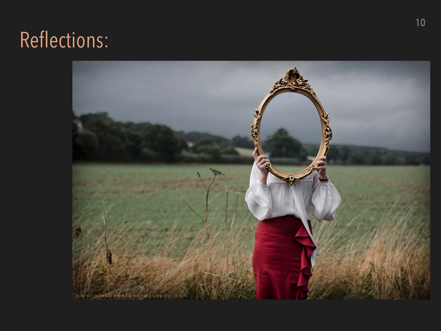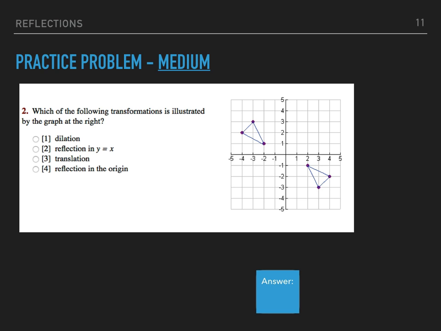We're now going to move on to reflections. This is a pretty easier subject, and I hope this problem isn't too tricky to be considered medium. Which of the following transformations is illustrated by the graph at the right? A dilation, a reflection in the line y equals x, which is just a line with a slope of 1 that goes through the origin, 0, 0. A translation, that's a very generic term, I don't know why they said only translation, but it's asking what transformation, so let's keep that in mind. Or a reflection about the origin. I'll give you a second for that one.